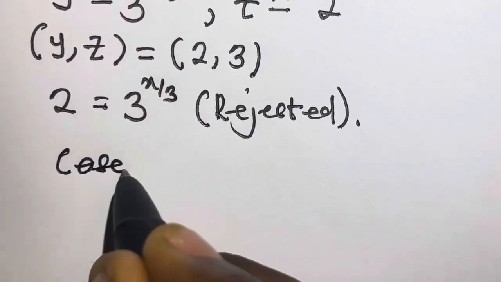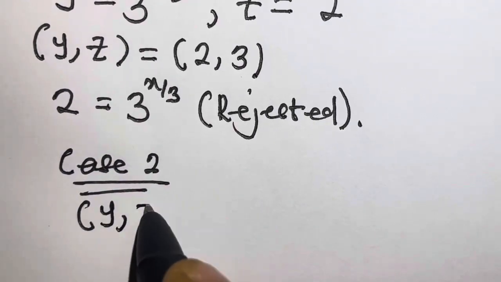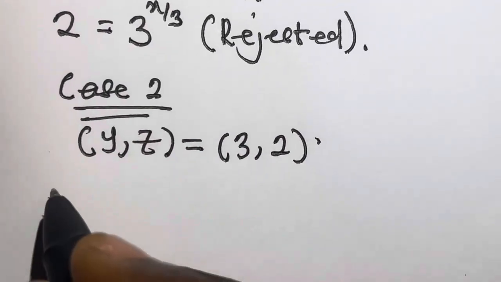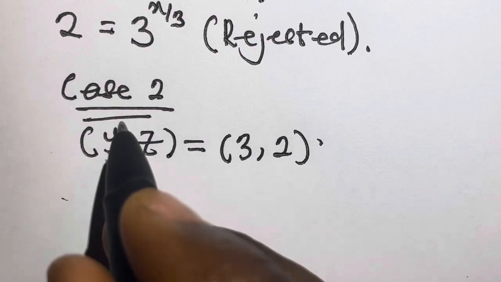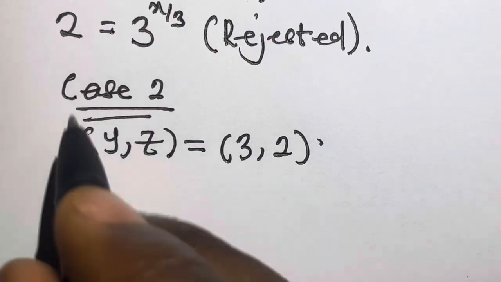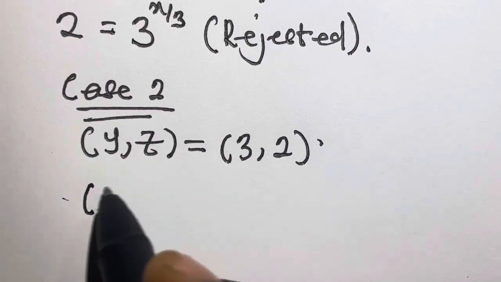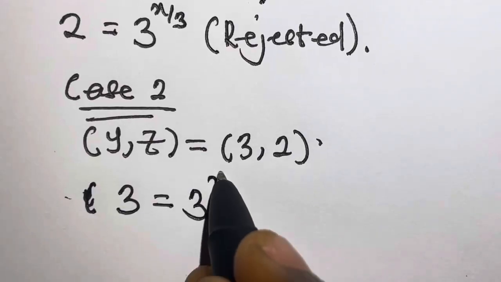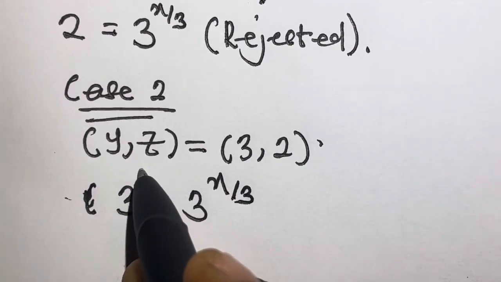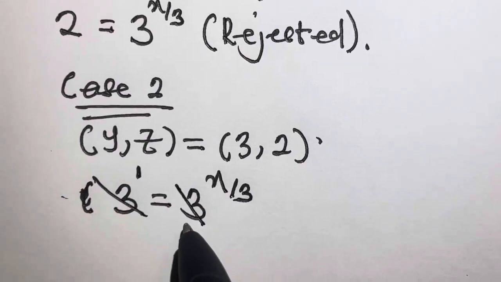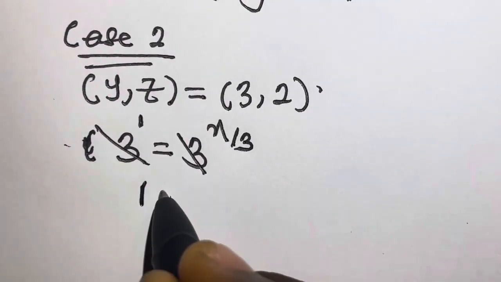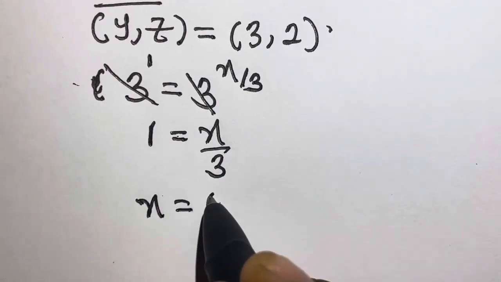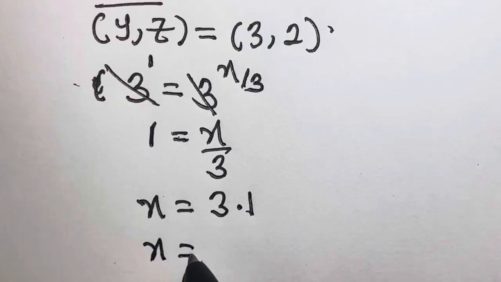So for the second one, which is a pair of 3 and 2, that's case 2, where we have a pair of y comma z equals 3 comma 2, and let's recall that our y equals 3 raised to power x divided by 3. So what's our y? That is 3 equals 3 raised to power x divided by 3. And from here we know this one is raised to power 1. So we neglect the base and equate the power. So we have 1 equals x divided by 3. If we cross multiply here, we have x equals 3 times 1, and 3 times 1 will give us 3.